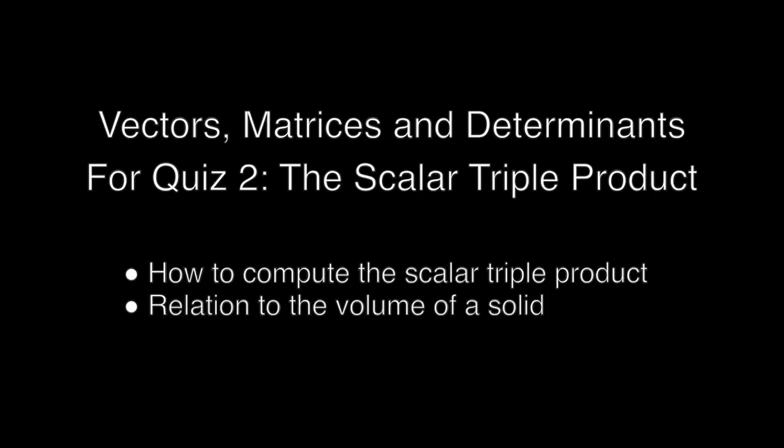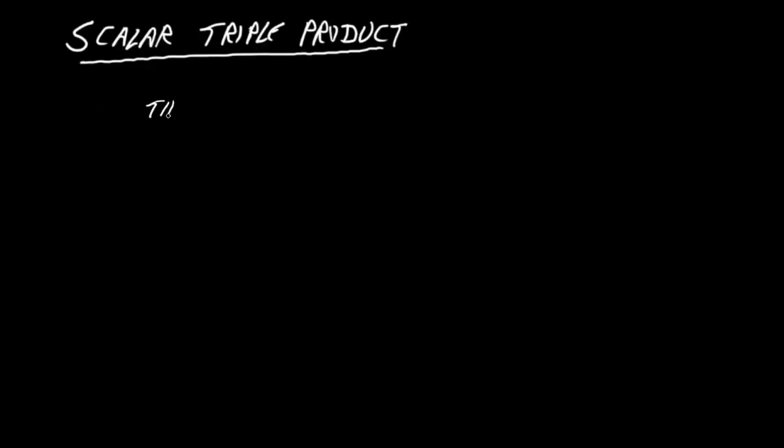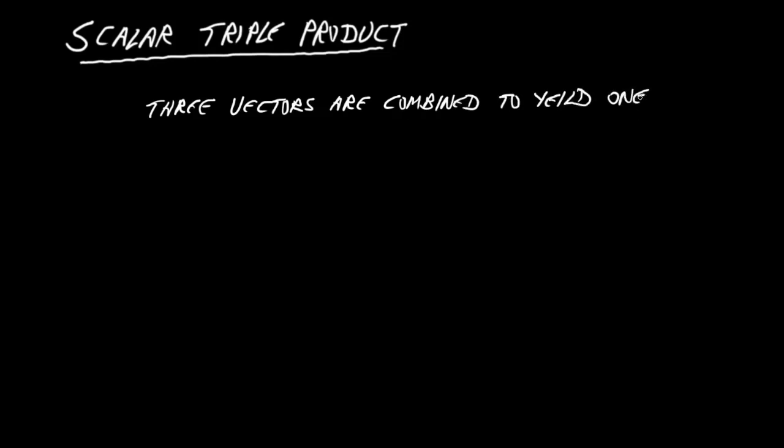Okay, in this lecture we're going to be looking at something called the scalar triple product. So what we're dealing with here is taking three vectors and combining them in a certain way in order to yield a single scalar quantity. So three vectors into one scalar: the triple product.